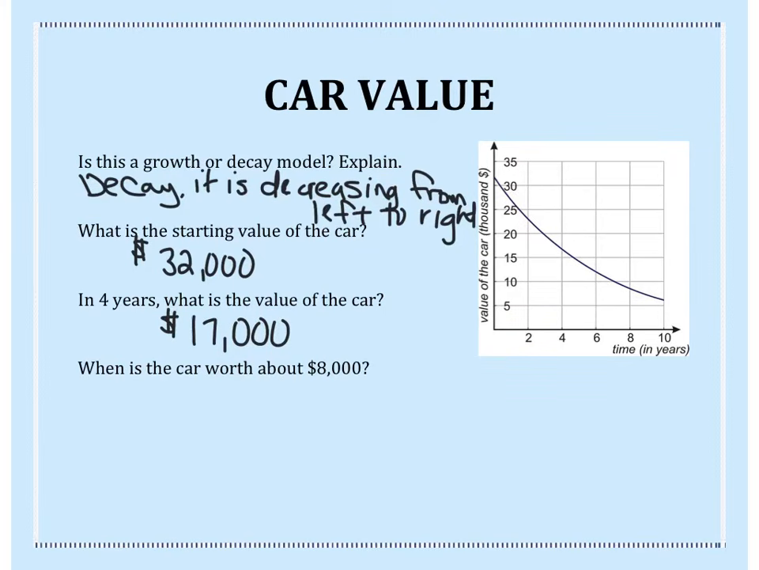Now the next question is, when is the car worth about $8,000? So the y value says value of car in thousands. So we're not looking for the number 8,000, we're looking for the number 8. So 8 is approximately right here, and we're going to follow it all the way over until we touch the graph. And where do we touch the graph? It looks like in 8 years. In 8 years, your car is only worth $8,000.